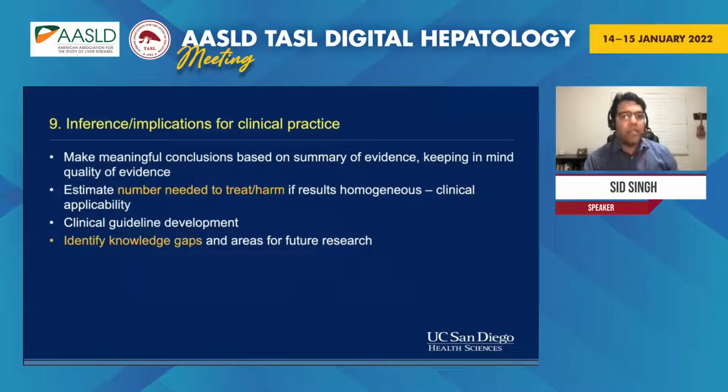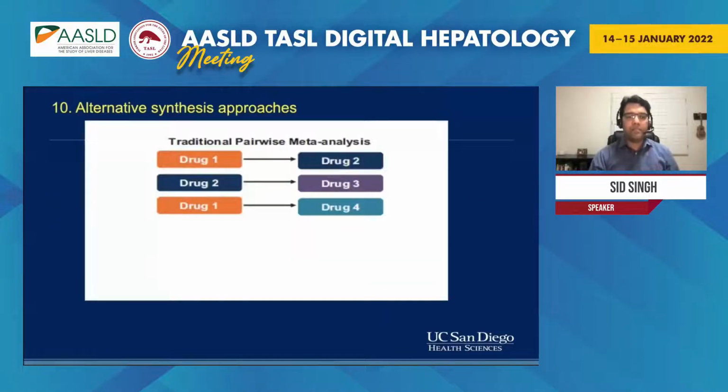Next step is to identify implications for clinical practice. It is important to make meaningful conclusions based on the summary of evidence, keeping in mind the quality of evidence. It is helpful to estimate number needed to treat or harm, especially if the results are homogeneous. This allows for clinical applicability. Ideally, this should be followed by or have implications for clinical guideline development. And again, like I mentioned earlier, one of the key steps in a systematic review is to identify knowledge gaps and areas for future research.